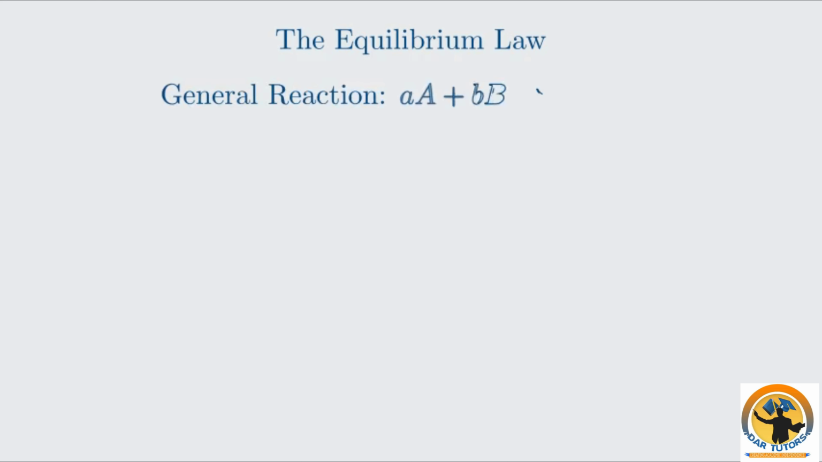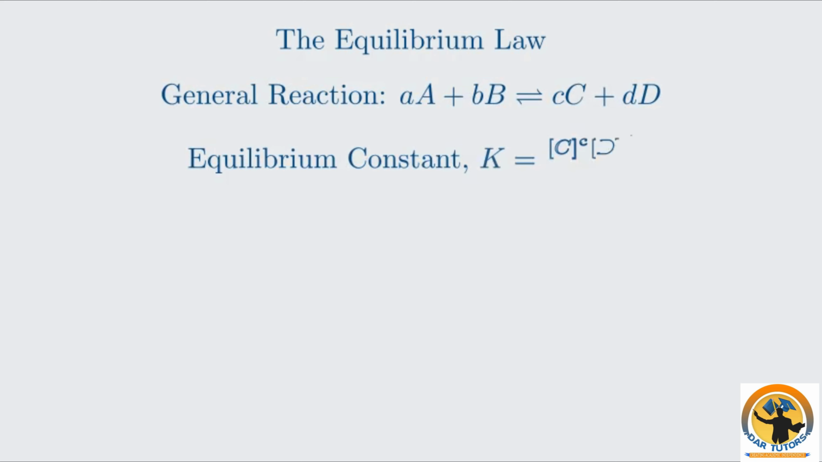For a general reversible reaction, aA plus bB gives cC plus dD. The equilibrium constant, K, is defined as the concentration of products raised to their stoichiometric coefficients, divided by the concentration of reactants raised to theirs. Let's break down this expression.